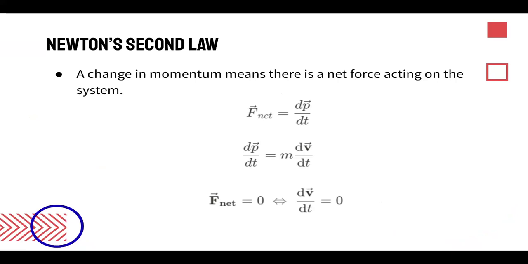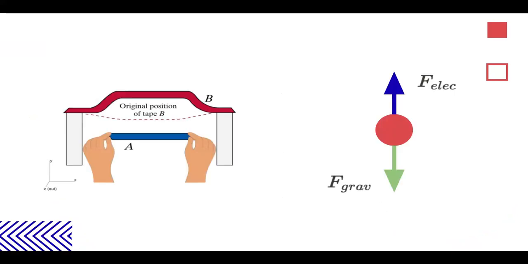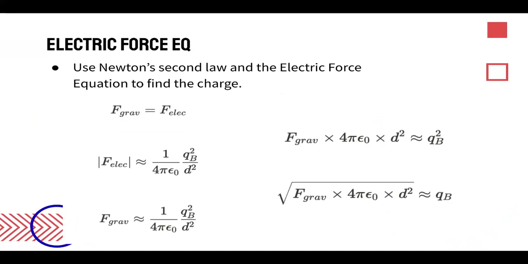Newton's second law, shown here, is relevant because it allows us to determine the electric force acting on the tape, seeing as the net force of the system is zero. The diagram on the left shows how the experiment was conducted. Using tape B as the object, we see there are two forces acting on the tape, the gravitational force and the electric force. From Newton's second law, we now know that the electric force is equal to the gravitational force acting on the tape. From there, we will be able to solve for the charge of the tape using the following equations.